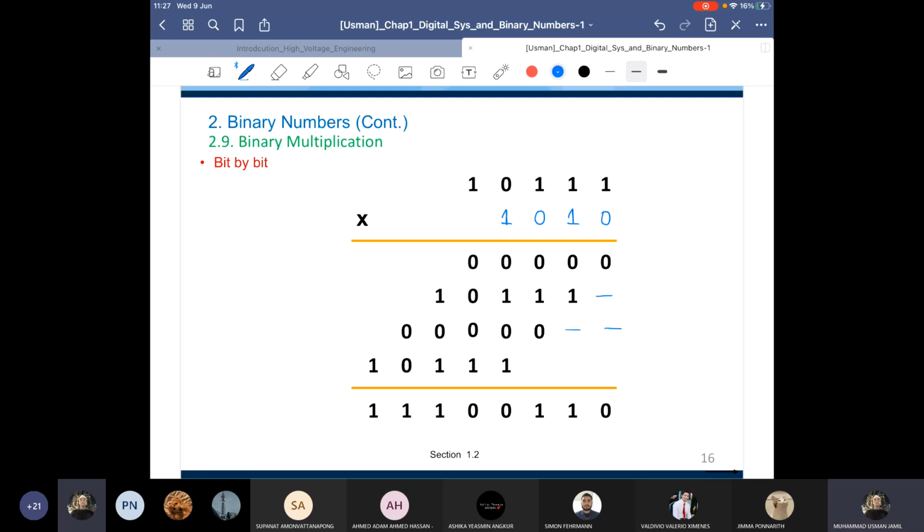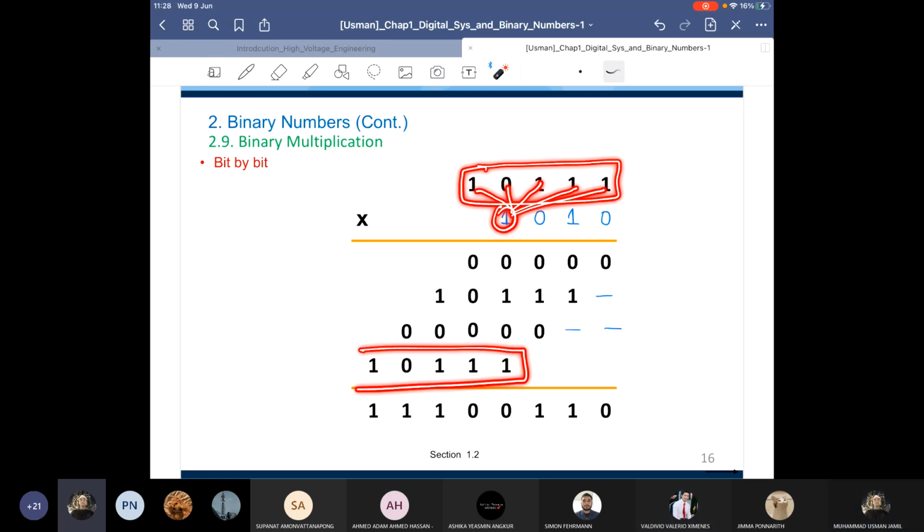Now for this one, the last number 1. So 1 multiplied by this one, this one, this one and this one. So this overall thing will come here.